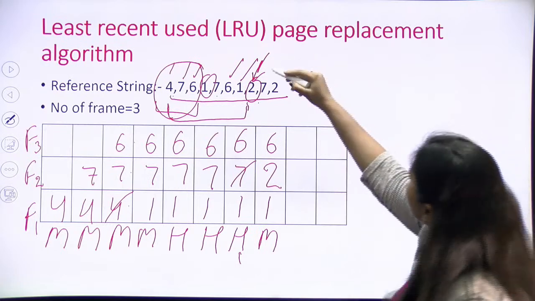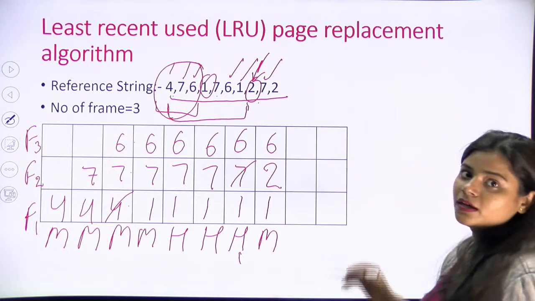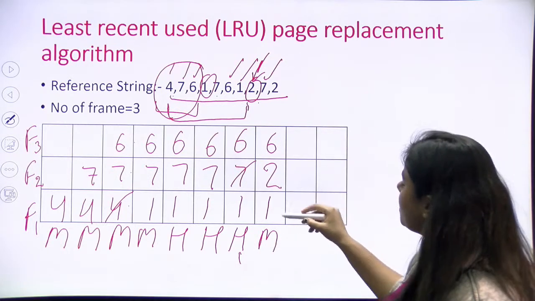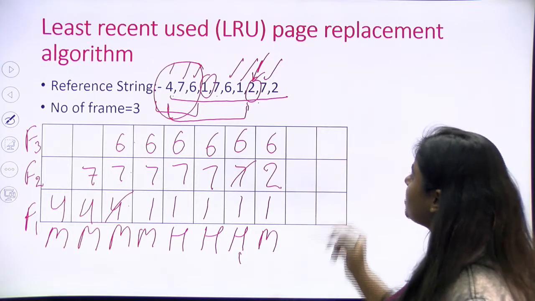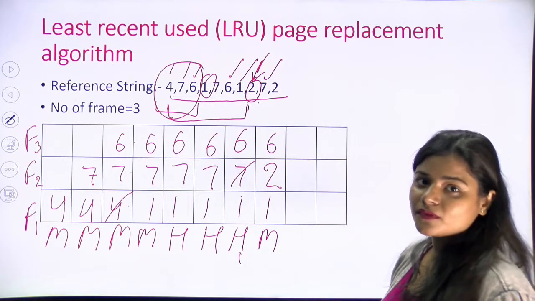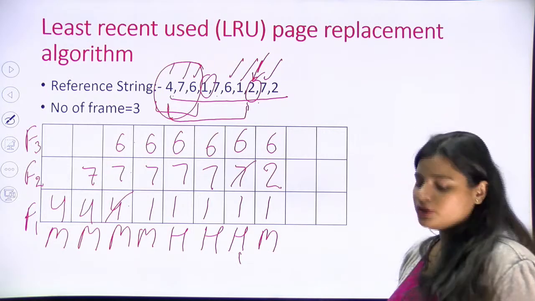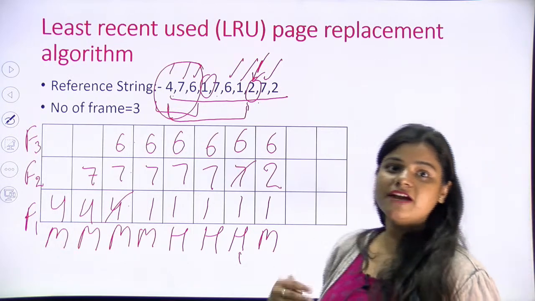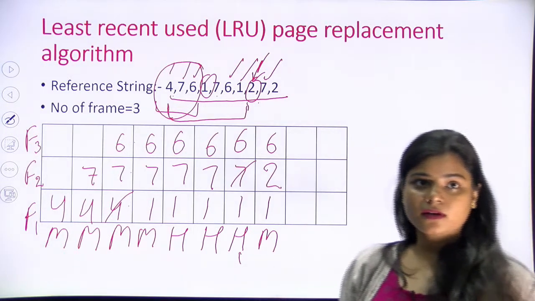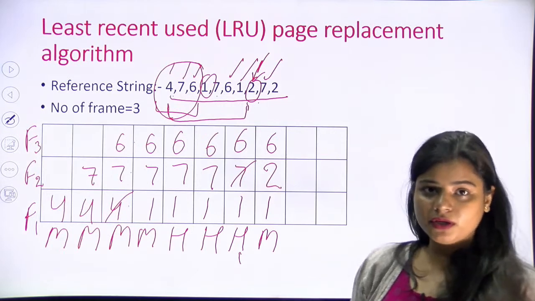So now we are having a request of 7 again. In this scenario, we will see among 1, 2 and 6 which will be replaced, because I have to place 7. Tell me, among 1, 2 and 6, which I will replace first for putting 7 inside the main memory?